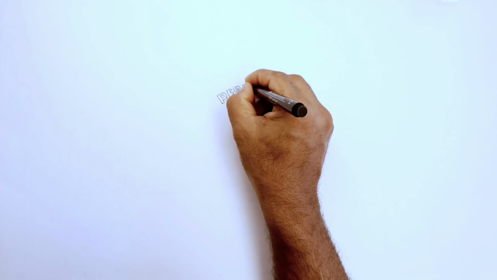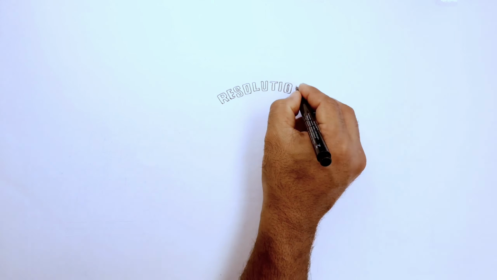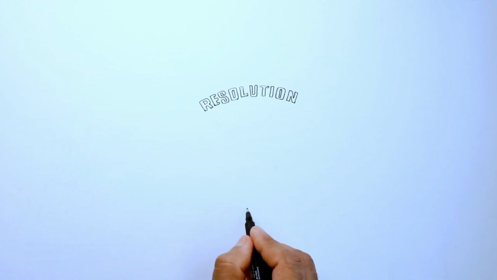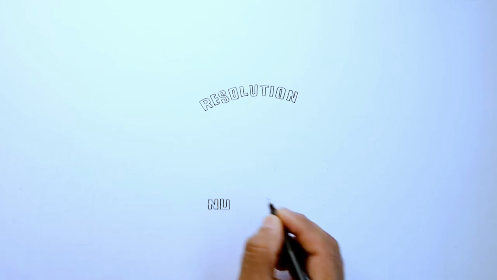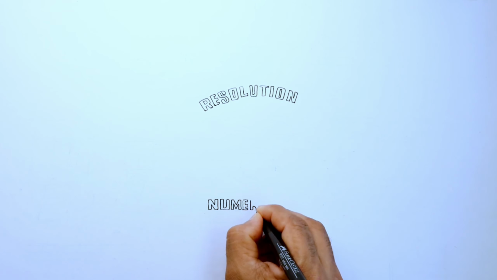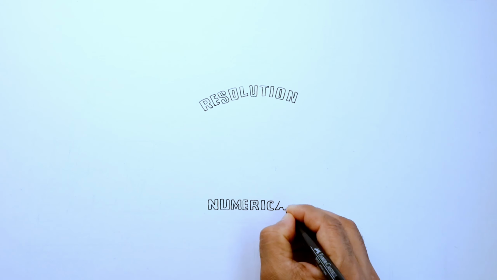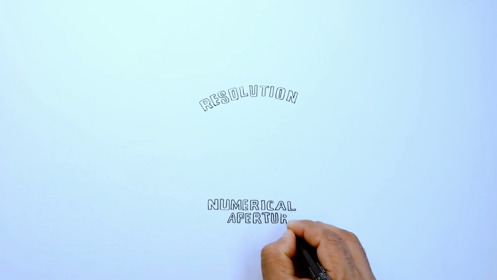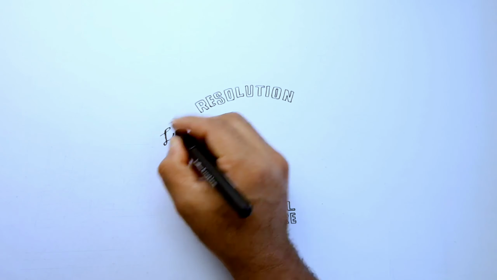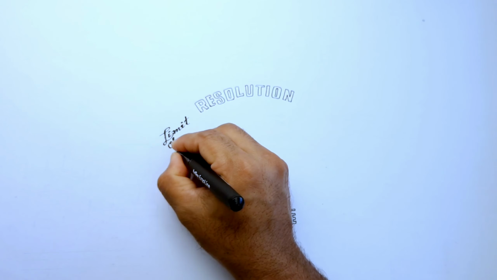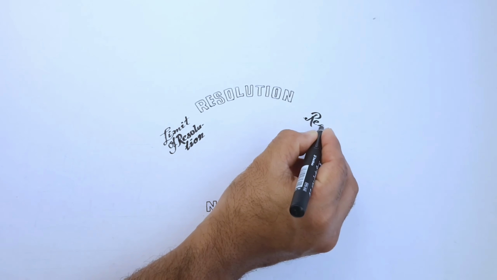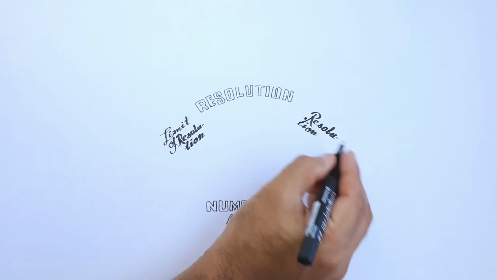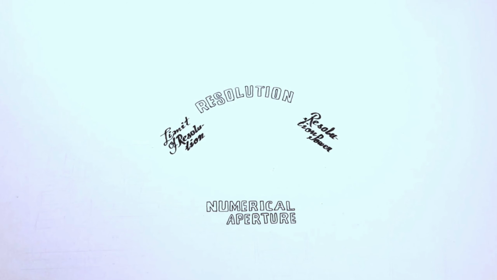In this video I will discuss resolution of a microscope, the most important consideration for image formation apart from magnification. And I will also discuss what it has to do with another parameter called the numerical aperture number of the objective lens. Let us first try to understand resolution and two allied terms associated with resolution, that is the limit of resolution and the resolving power.